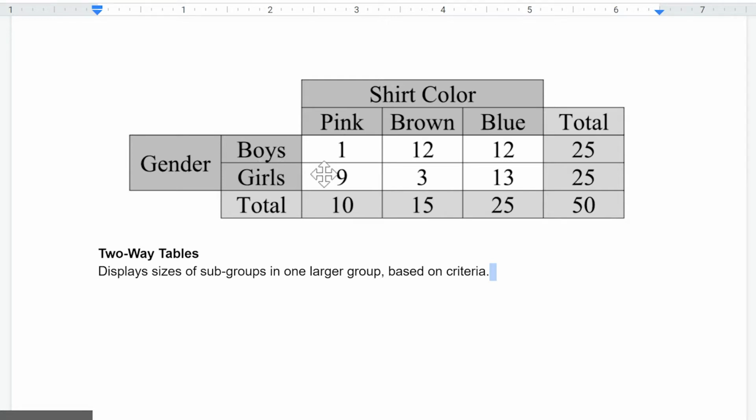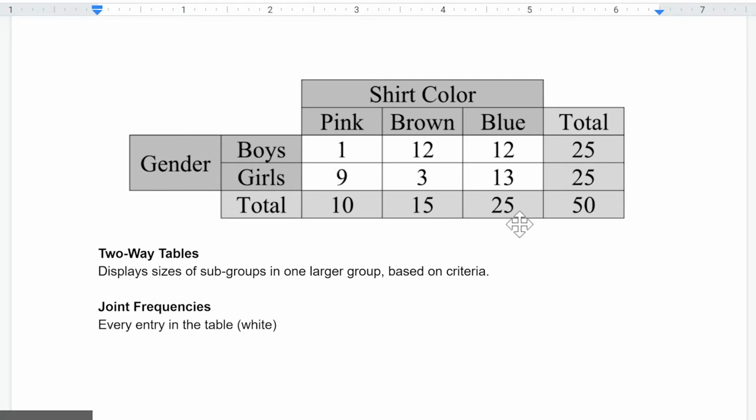Looking at the two-way table, we can see that it's pretty easy to figure out what the table is saying. There's one boy wearing a pink shirt, there are 12 boys wearing brown shirts, etc. And the total amount of boys is 25. So if we go to the right, we see that the amount of boys is 25. Likewise, if we count down, we can say, okay, there's 12 boys wearing blue shirts and there are 13 girls wearing blue shirts. The total amount of people wearing blue shirts, we go down vertically in the column and see that there are 25 total people wearing blue shirts.